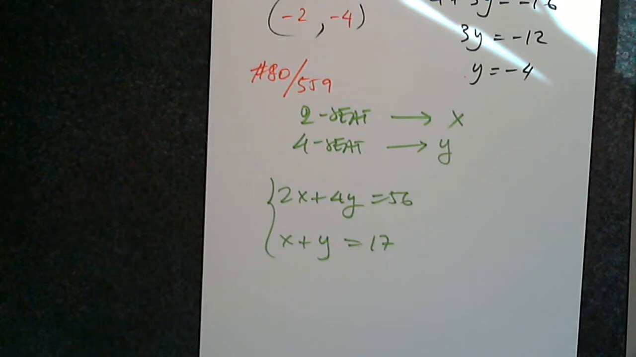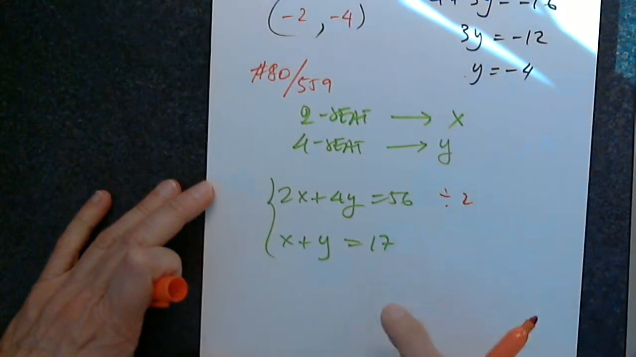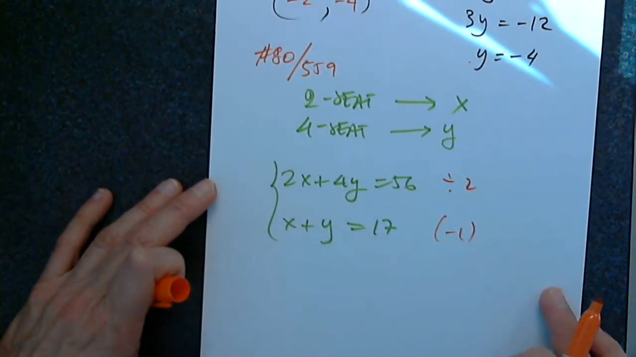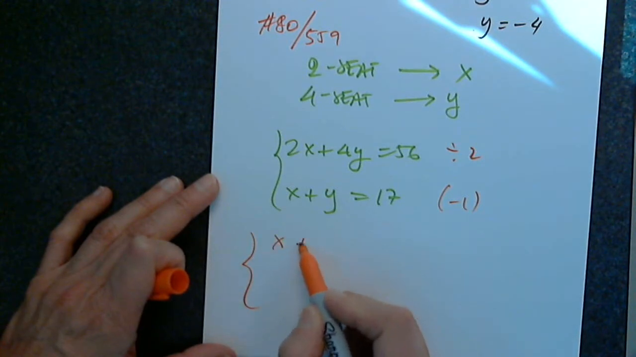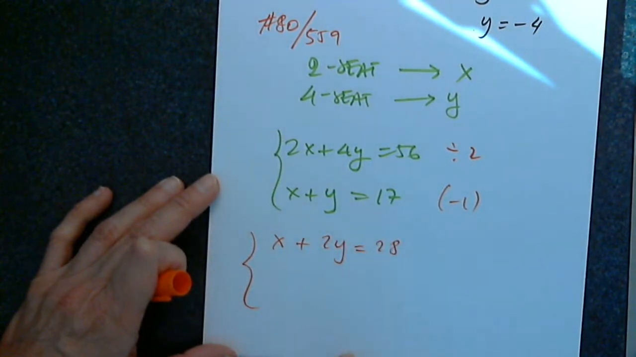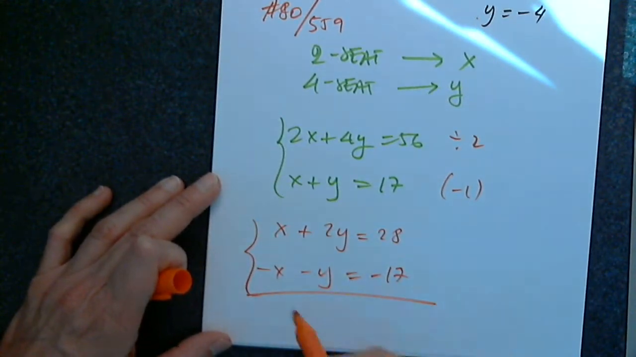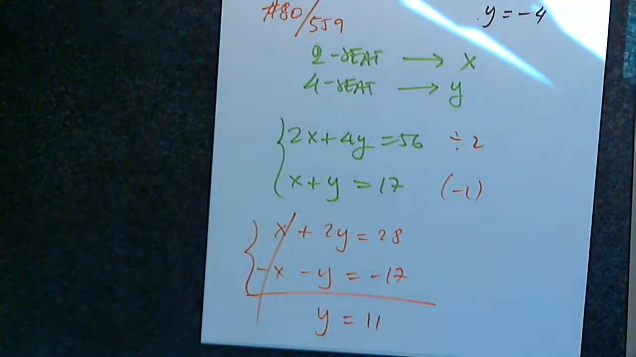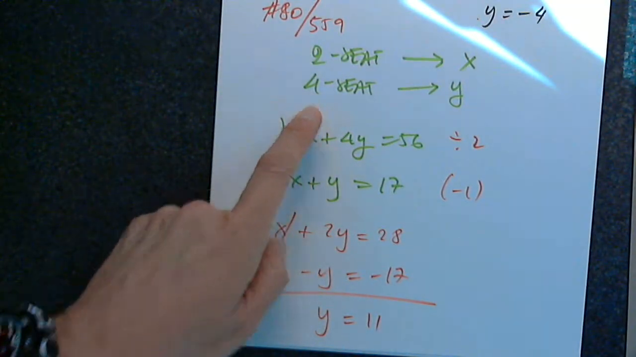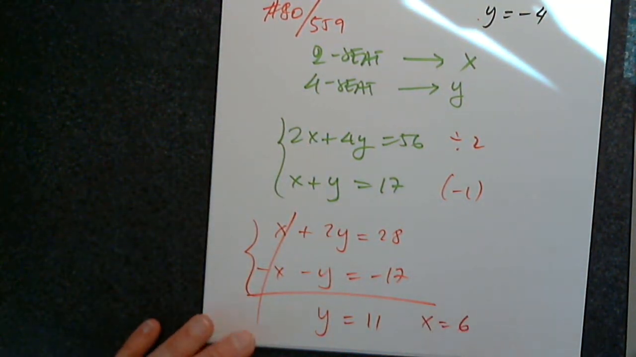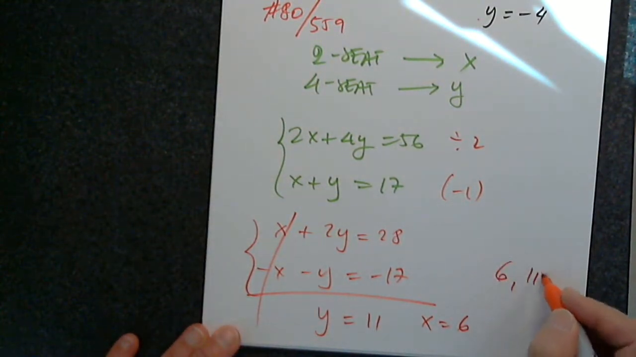I know what I want to do. Elimination. I would divide both sides of the first one by 2, and multiply the second one by negative 1. That's what I would like to do. So then I have x plus 2y equals 28, and negative x minus y equals negative 17. So I have y equals 11. So out of the total of 17 tables, 11 of them seat 4 people. So 6 seat 2, and yes, x will be 6. I claim that the solution is 6, 11.